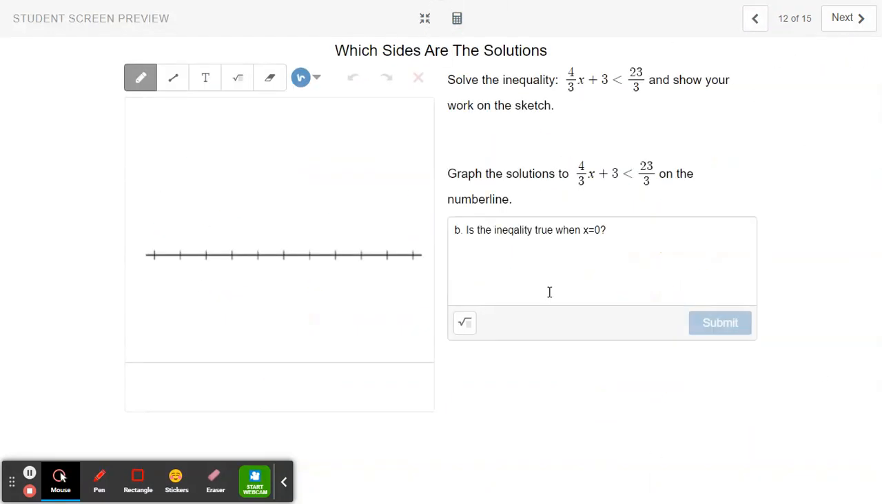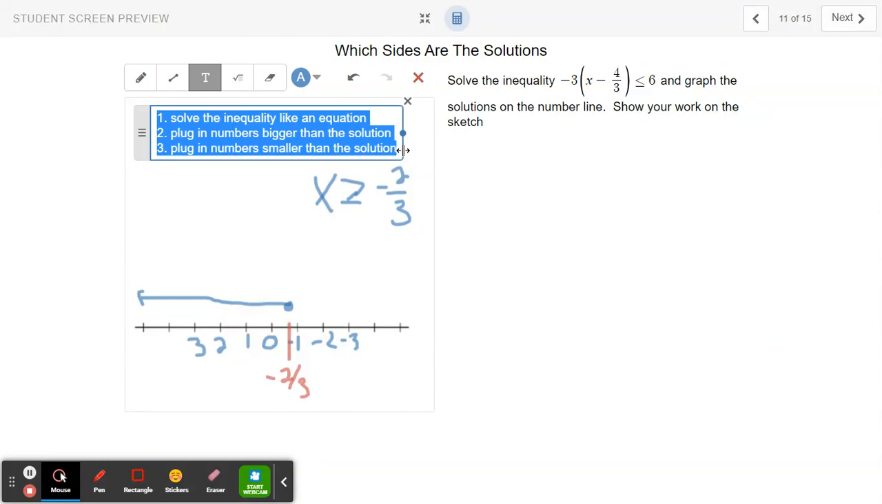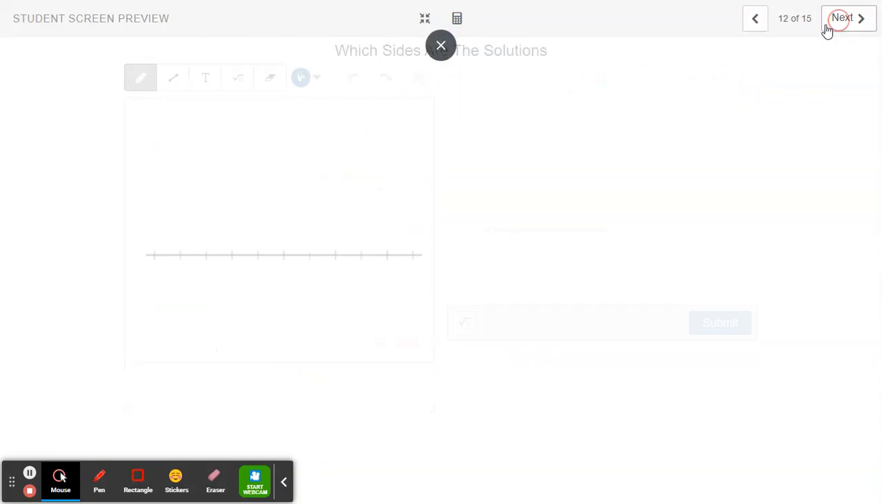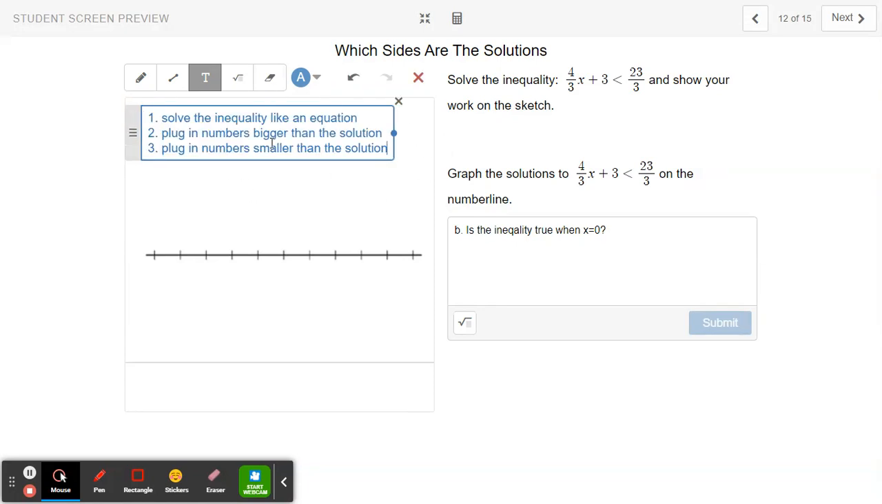All right, so try this one. We're going to do the same thing. We're going to solve the inequality just like it's an equation first. Then we're going to check numbers on both sides. So I'm going to copy this text and put it here. We'll solve the inequality like an equation, then use a number bigger than the solution and a number that's smaller than the solution. You try this one out and see how you do.